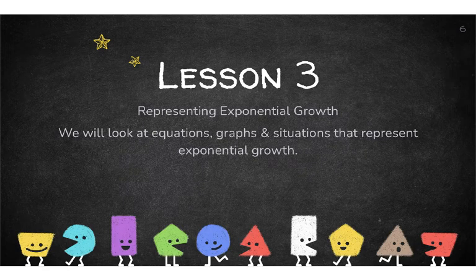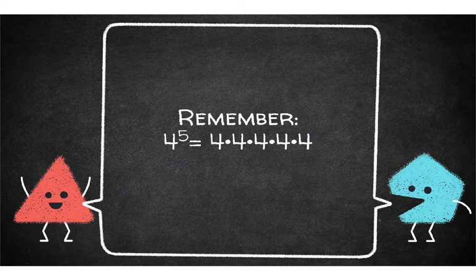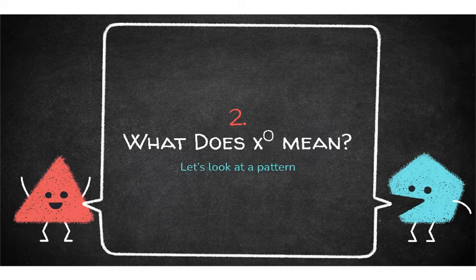Lesson 3 was on representing exponential growth. So we did a math warm-up. That math warm-up enabled you to be able to tell me what was a certain pattern that you recognized. So remember, 4 to the power of 5 means 4 times 4 times 4 times 4. All right, so what we're doing now is we're looking, instead of 4 to the power of 5 and what it means, I want to know, what does x to the power of 0 mean?